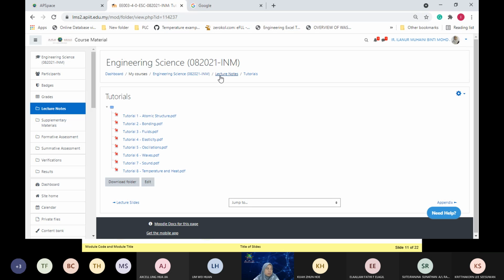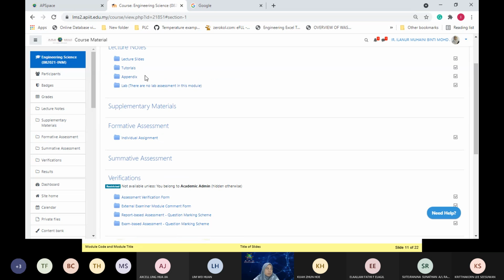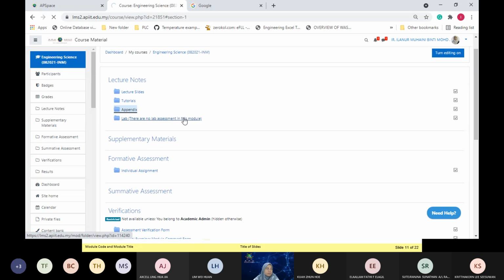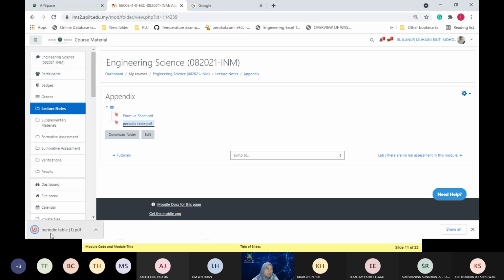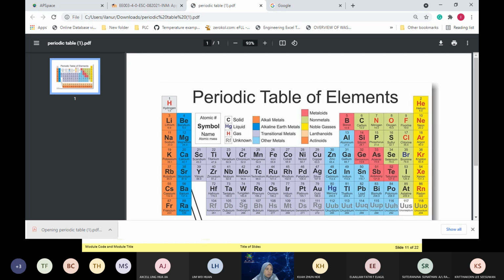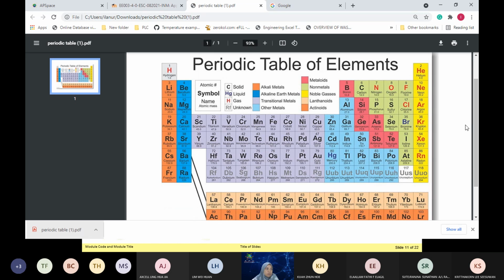Okay. Other than that, lecture, tutorial, appendix. Yes, this is important. Under lecture notes, you have appendix. Okay. In appendix, the important thing for chapter 1 and 2 is the periodic table. The formula sheet is important after that for final exam. Okay. So let's say you open the periodic table, what you will see. You will see this. Have you seen this before?